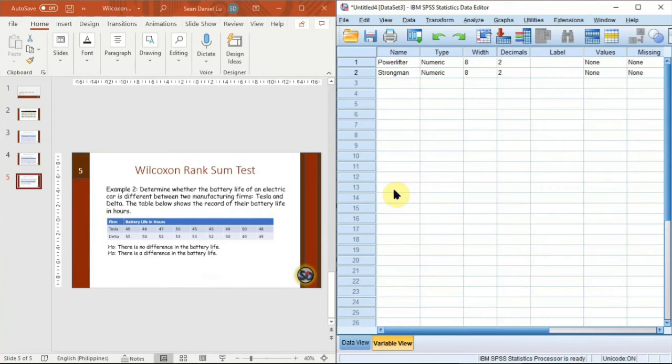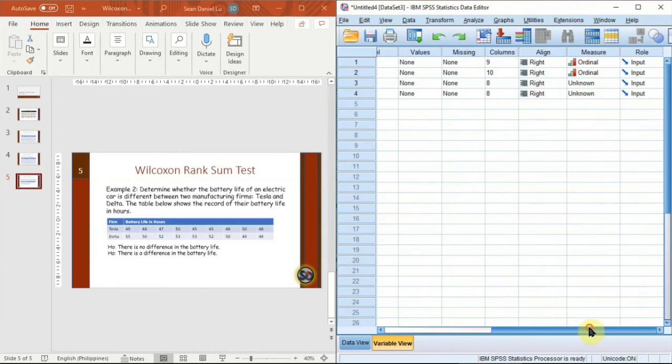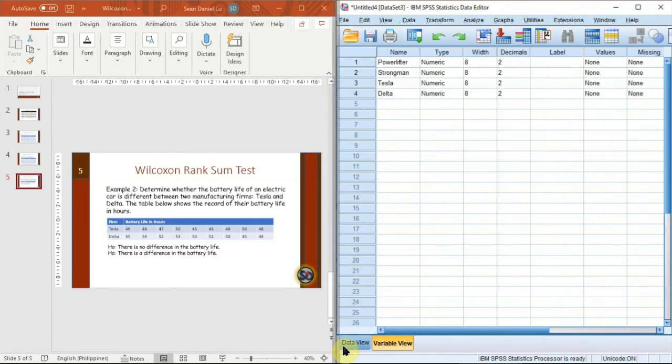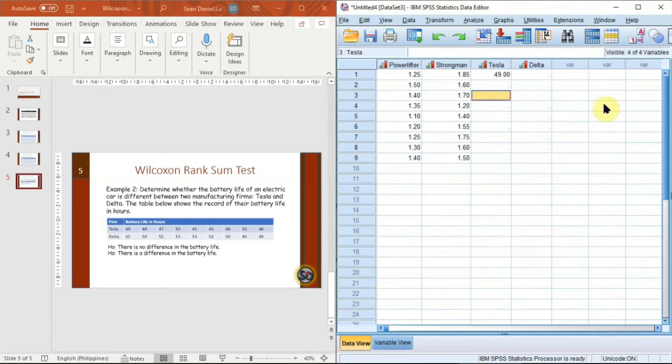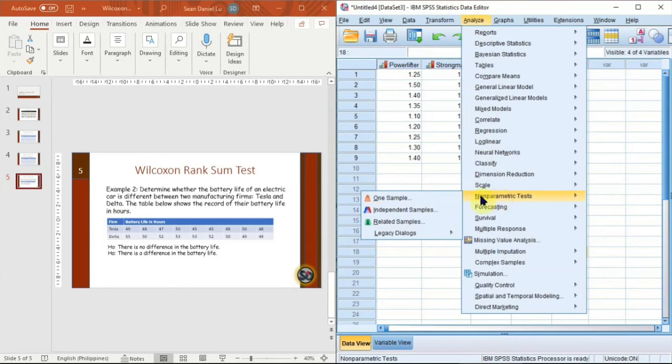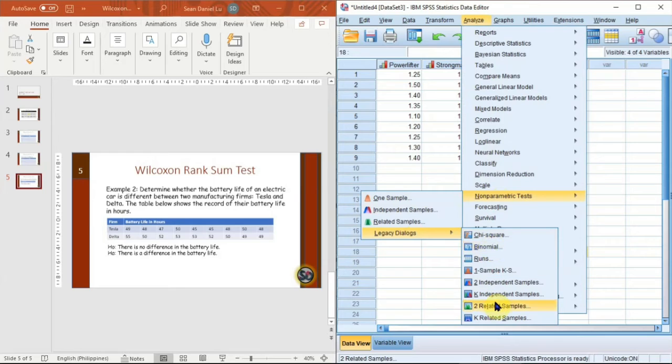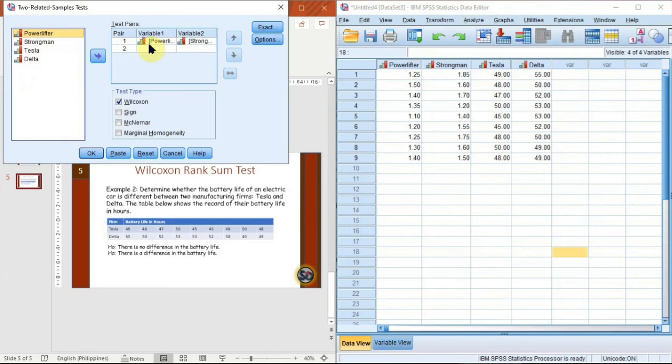Let's go to variable view, create 2 variables, Tesla, Delta. Let's make sure that these are in ordinal measurement. Data view, let's input the data. Same procedure. We go to Analyze, Non-Parametric Test, Legacy Dialogues, 2 Related Samples. Remove these pairs. Input this test pair.